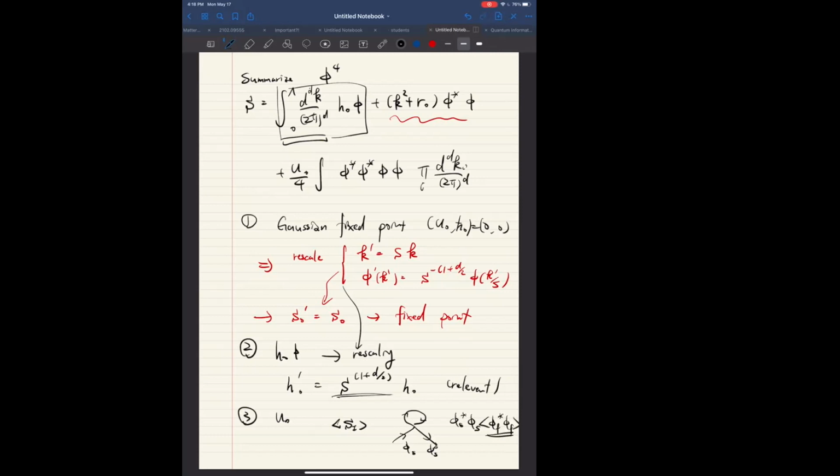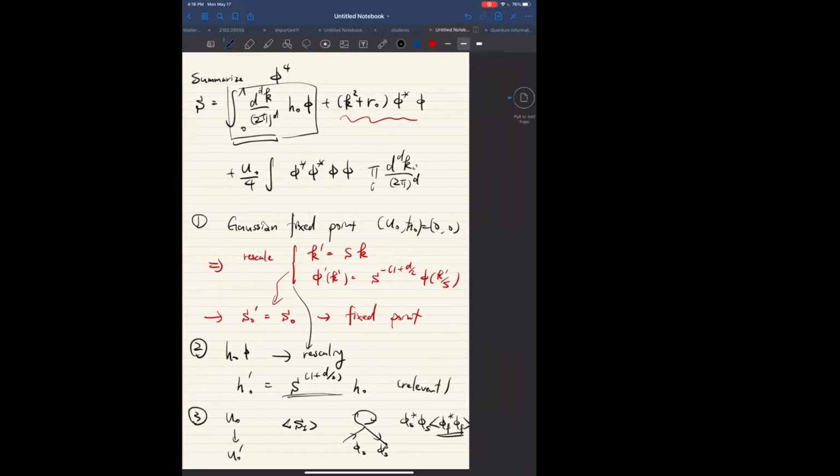Okay, so that's what we learned so far, and then we want to ask how the couplings change under the rescaling. That is our next step, and then discuss whether they are relevant or not. Okay, so to study the changes of the couplings, we can change the variable.